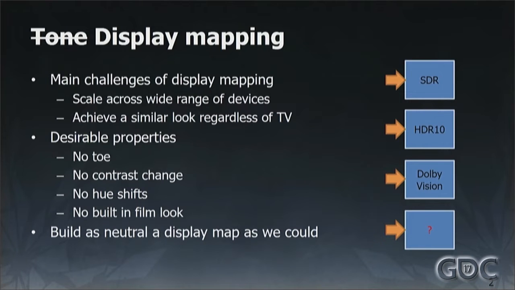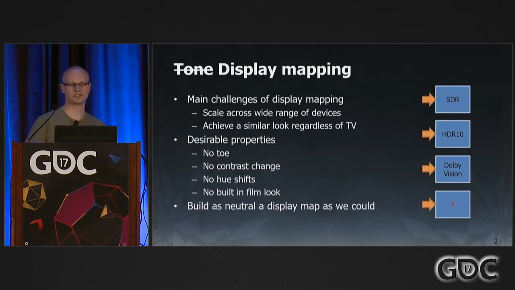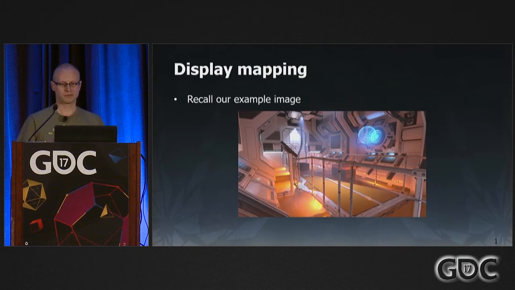Also, we really wanted to get away from the hard-coded film look. So we didn't want a toe, we didn't want any contrast changes, we didn't want any hue shifts, and we didn't want any sort of built-in look. So essentially, we wanted the most neutral map that we possibly could get.